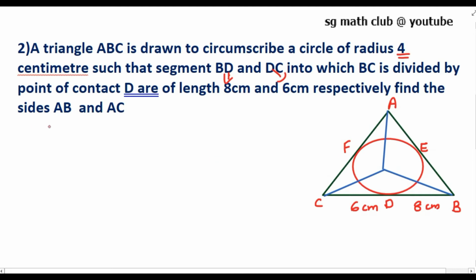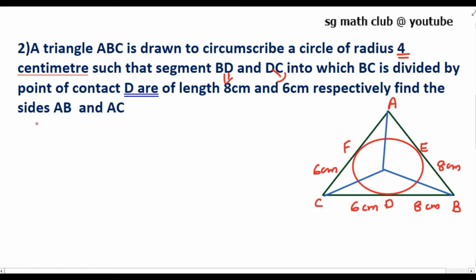Now they have given CD is equal to 6 centimeter. I can write CF is also 6 centimeter because if you consider the point C, it is an external point with respect to the circle, and CF and CD are tangents drawn from the external point to the circle, and we know that the lengths of the tangents drawn from the external point to the circle are equal. Same way, BD and BE are equal. So the lengths of the tangents drawn from the external point B to the circle are equal.